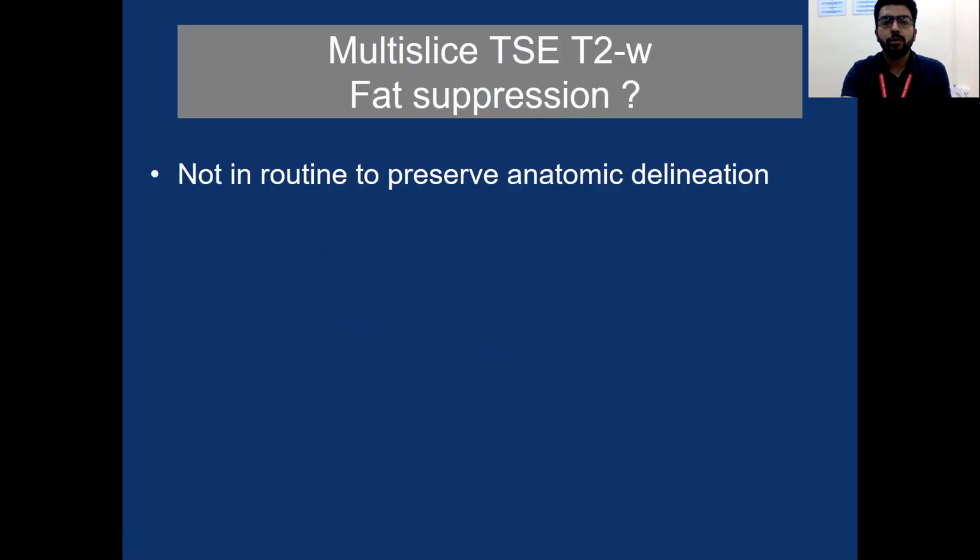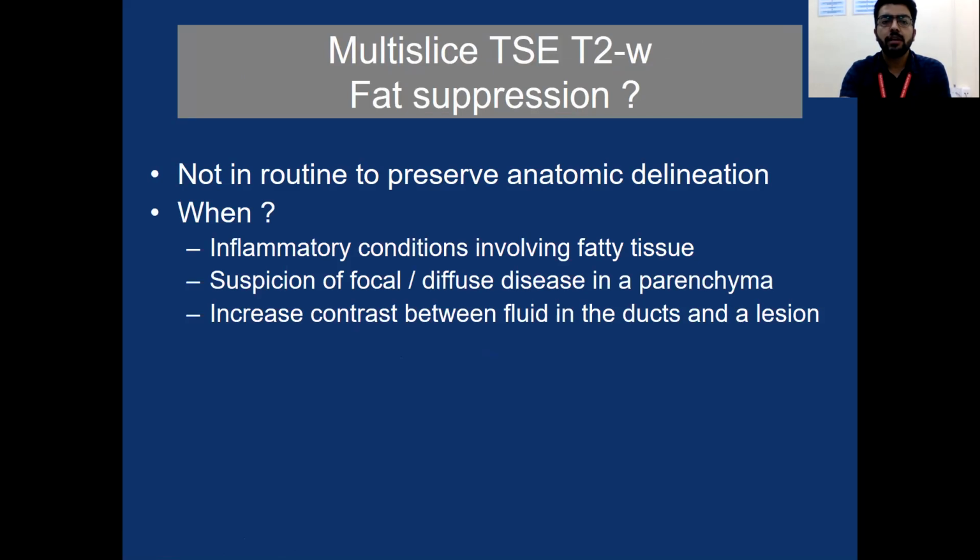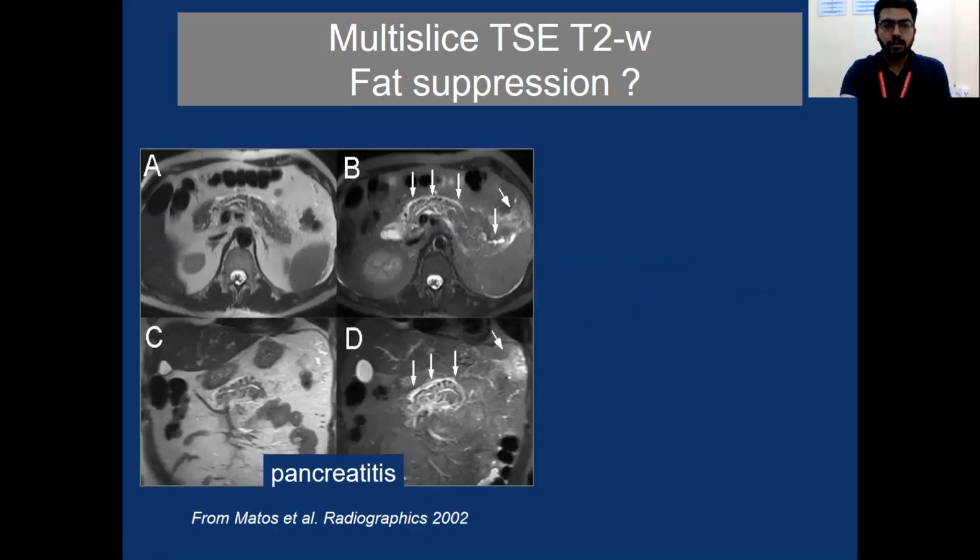Then we come to multi-slice T2 weighted fat suppression. This is not done routinely, to preserve anatomic delineation. It is done in inflammatory conditions involving fatty tissue, suspicion of focal or diffuse disease in the parenchyma, and for increased contrast between fluid in the duct and a lesion. Options that we have are increased TE and diffusion weighted imaging.